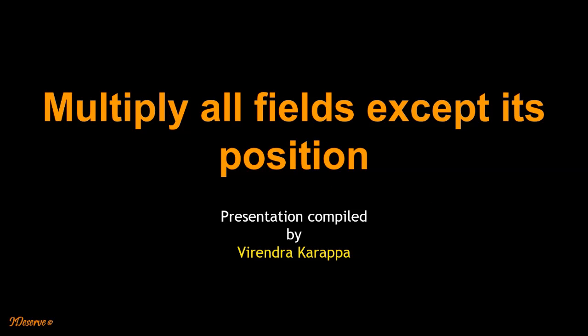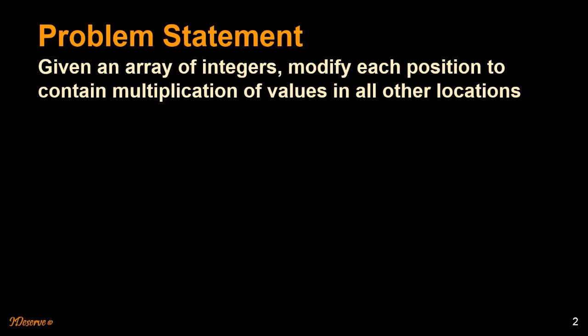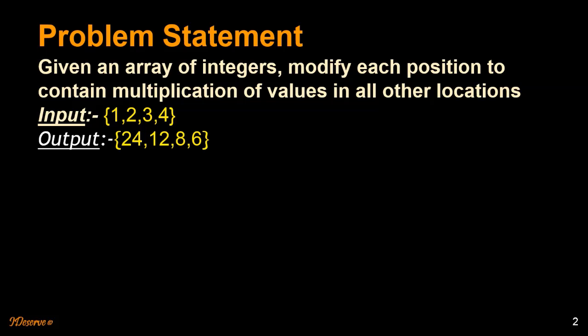Today I'm going to talk about a question based on multiplying all the fields except its position. So the problem statement is, given an array of integers, we need to modify each position in the array such that it contains the multiplication of all the values in all other locations. Okay. So for example, if you have an array of 1, 2, 3, 4, so that will be transformed to 24, 12, 8 and 6.